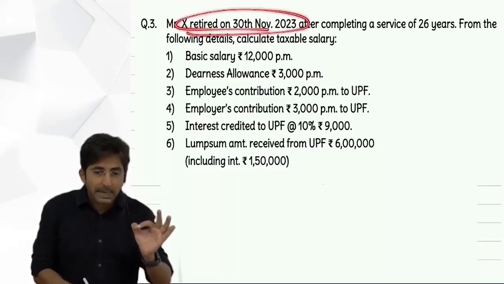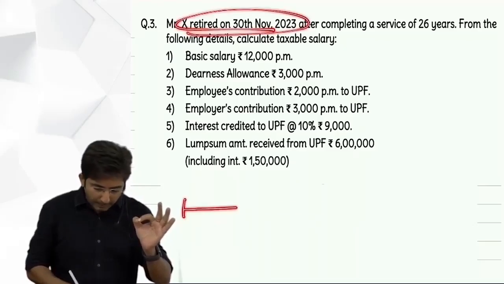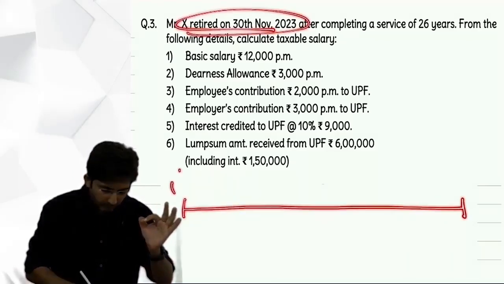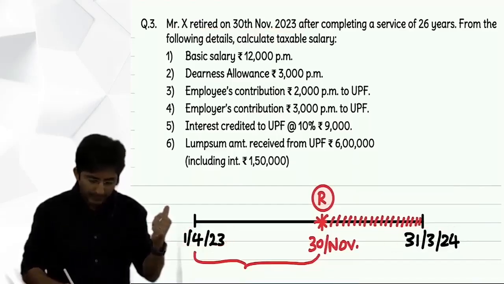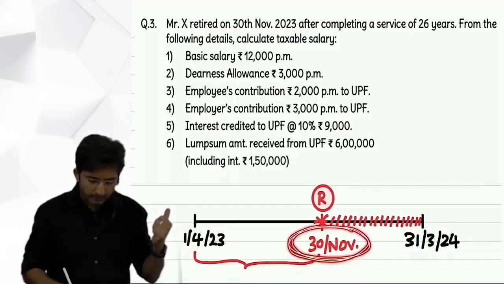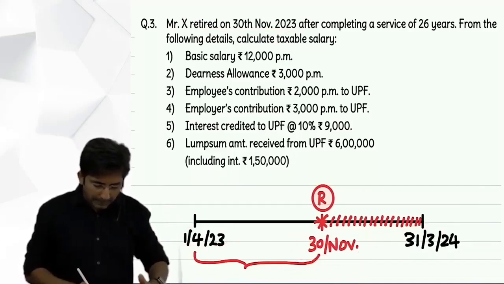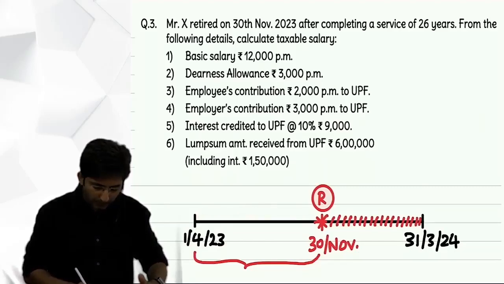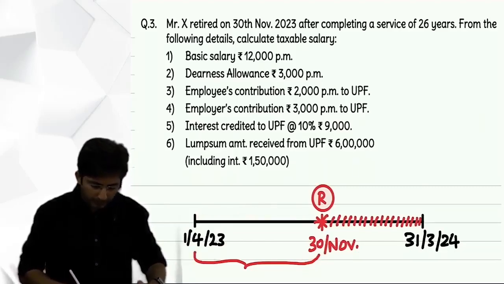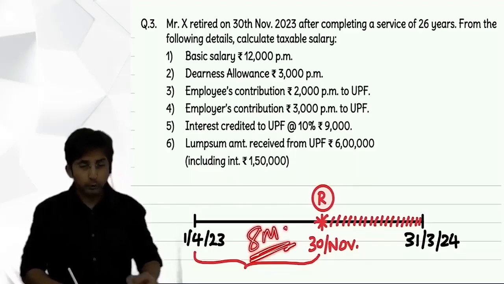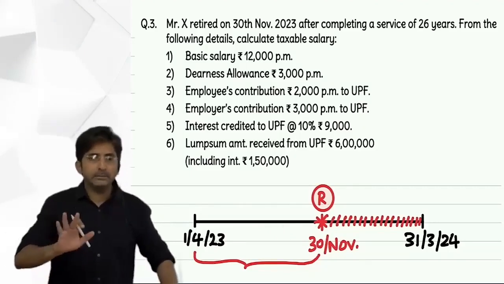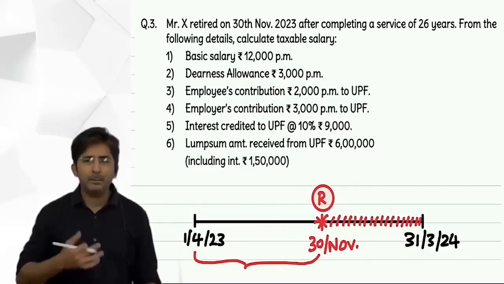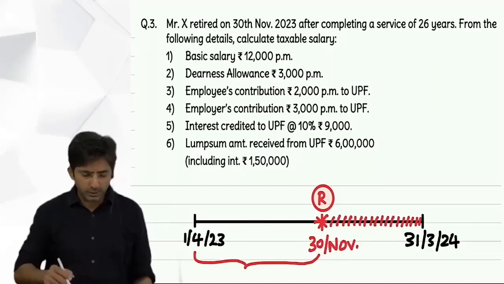Whenever the question is on retirement, you should draw a timeline like this. See what I am doing. Our year is 1st April 23 to 31st March 24. And when did he retire? 30th November. So tell me, he will get salary only for this period. From April to November, how many months are there? 8 months. So you should be very careful whenever the question is on retirement. It's just a silly mistake I am talking about, because usually you have the habit of multiplying by 12. But be careful in such questions.